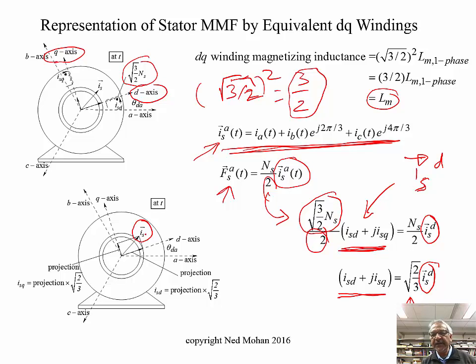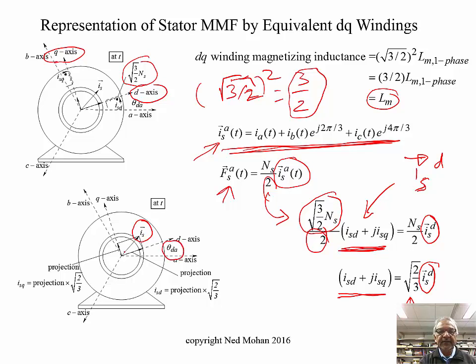So the bottom line is that the actual values of ISD and ISQ that we have to have in order to produce the same MMF that these three ABC windings were producing depend upon this angle theta sub dA. Whatever angle you choose makes a difference.